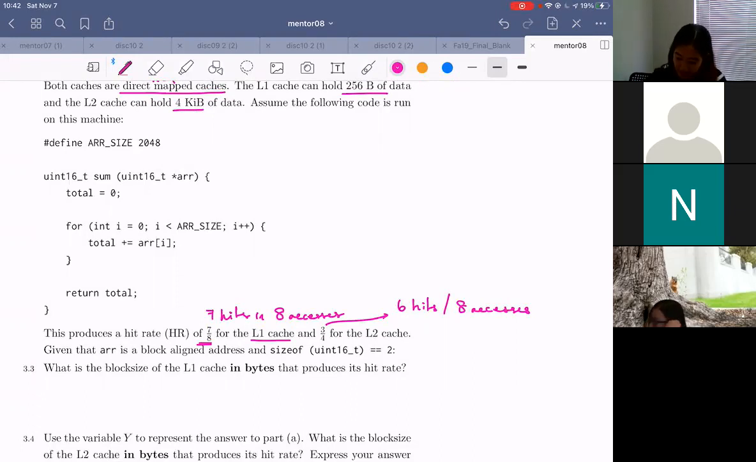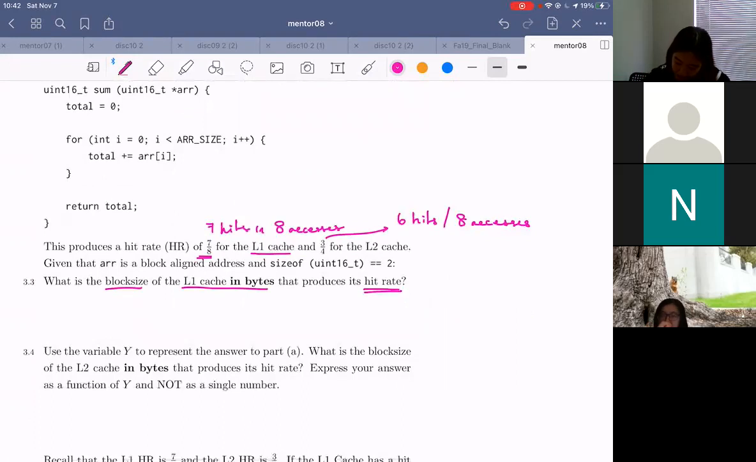What is the block size of the L1 cache in bytes that produces this hit rate? And then for the second part, use the variable y to represent the answer in part A. So it doesn't matter what we got in part A. What is the block size of the L2 cache in bytes that produces L2's hit rate? Express your answer as a function of y, not as a single number.